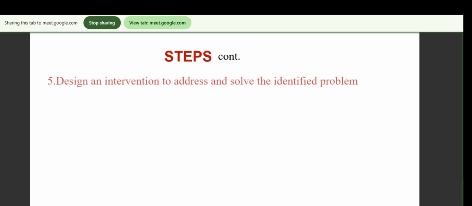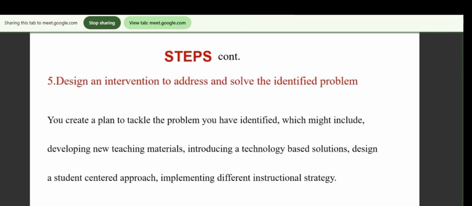Let's look at step 5. You design an intervention to address and solve the identified problem. So your action research topic must have an intervention that you want to use to solve the problem that you are talking about through the evidence that you have shown. Here you create a plan to tackle the problem you have identified, which might include developing new teaching materials, introducing a technology-based solution, designing a student-centered approach, or implementing a different instructional strategy.